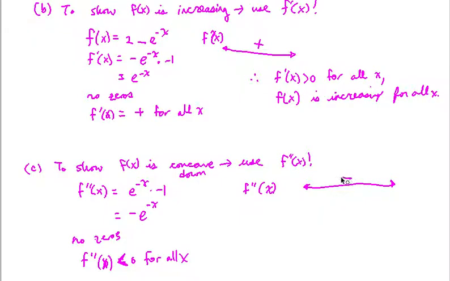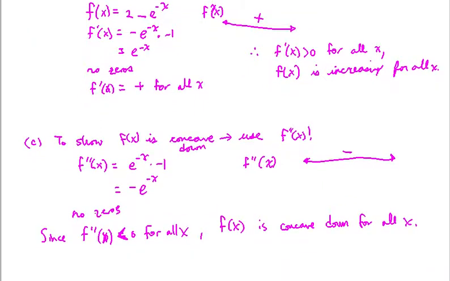Okay, so since it's negative, we can say it's concave down. Let's write that over here. Since f double prime of x is less than 0 for all x, f of x, my original function, is concave down for all x. All right, so that would be how you do that one.